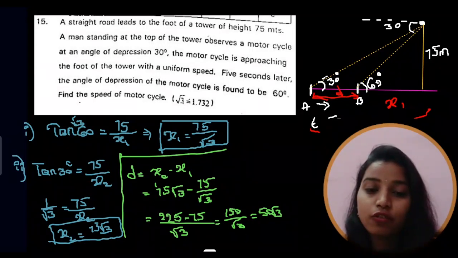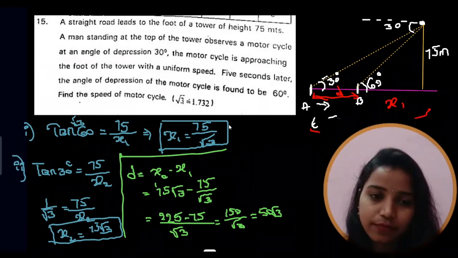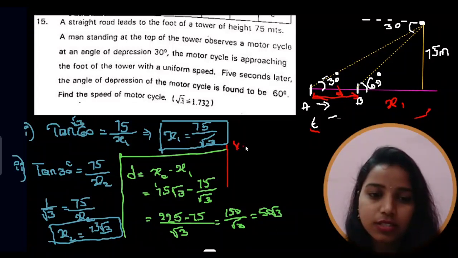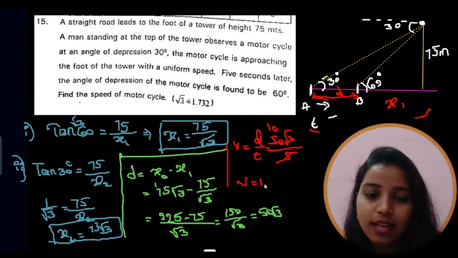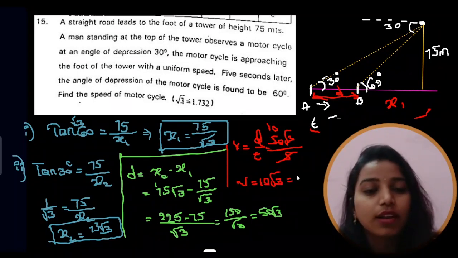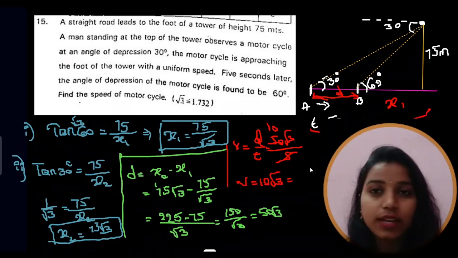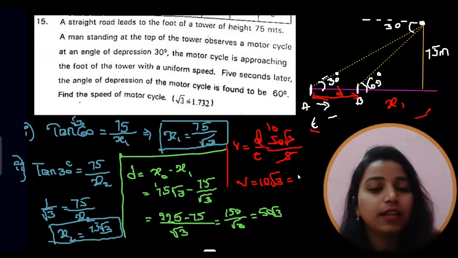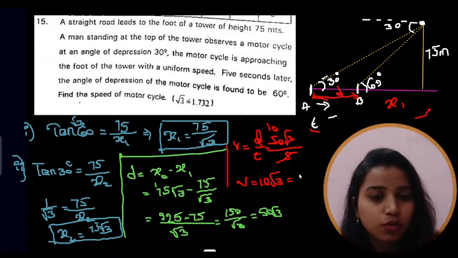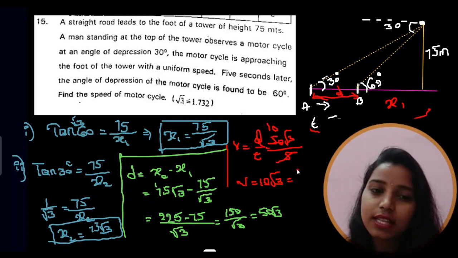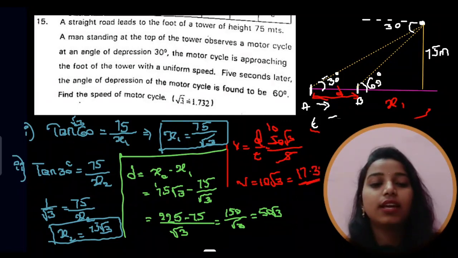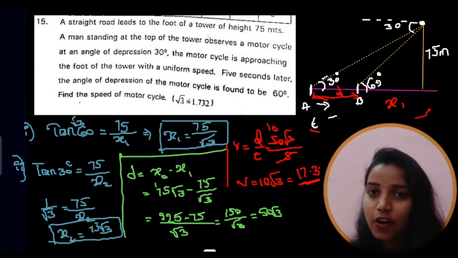Now what do we need to find? Velocity of the motorcycle. Velocity is equal to distance by time. Distance is 50 root 3 and time is 5, right? So the velocity is 10 root 3. We cannot leave it as root 3 like that, so just substitute the value. Then 10 into 1.732 is nothing but 17.32 meters per second. Units are very, very important in questions like this, right?